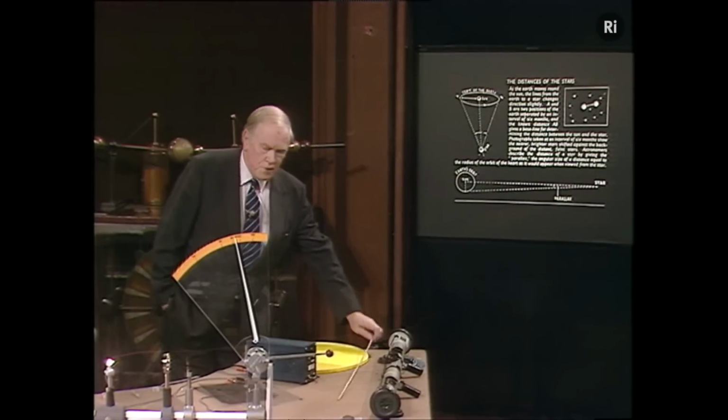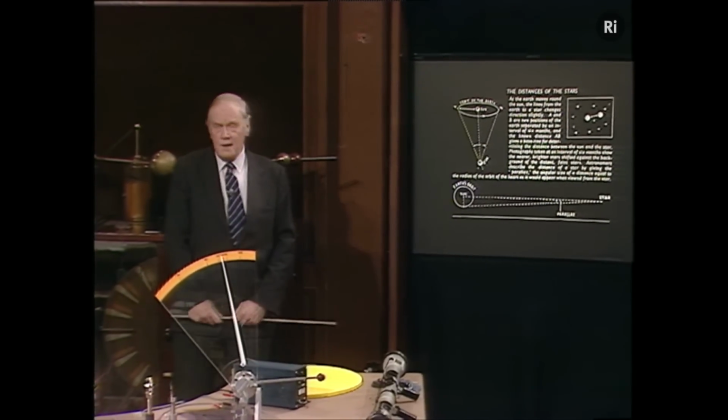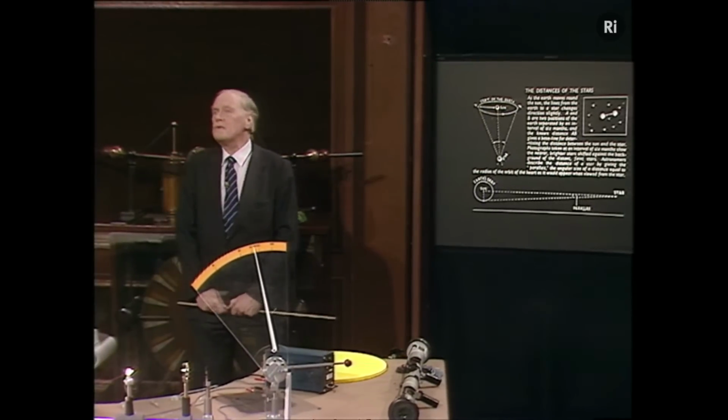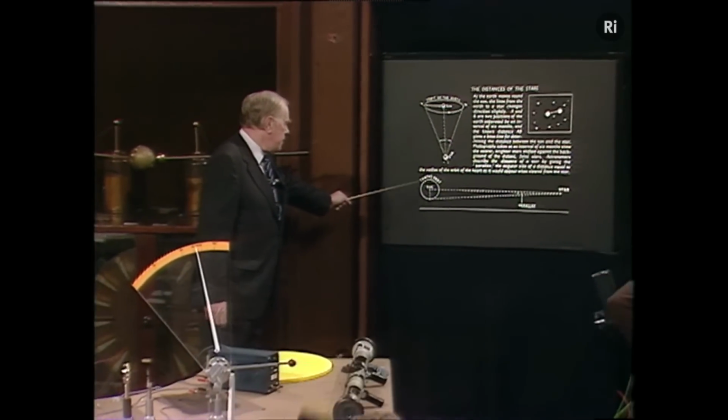Well, the method is extremely useful, and we use it still as our prime method of determining the ranges of stars. And if I could have the next slide, this will show the situation. There aren't many stars which are close enough for us to use the biggest rangefinder that we can make, but there are some. And the biggest rangefinder that we can make and take for a baseline is in fact the orbit of the Earth around the Sun.